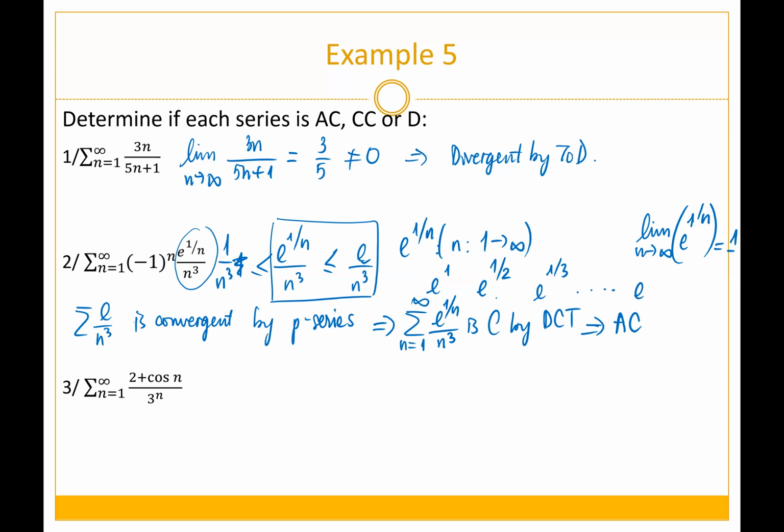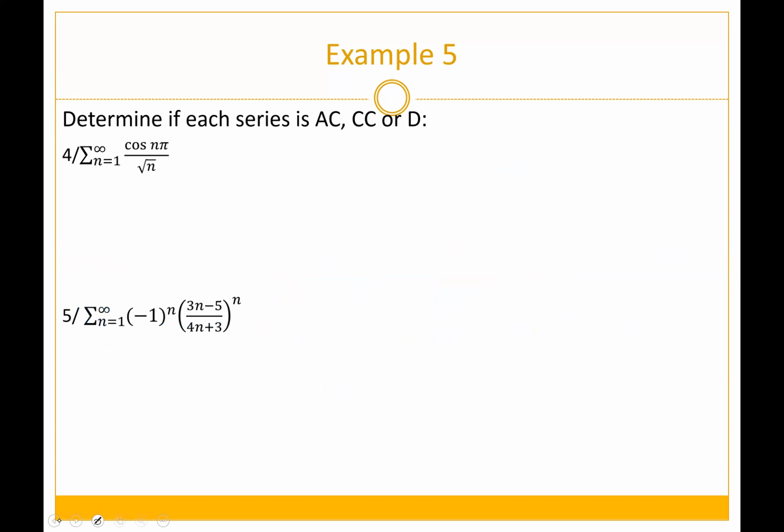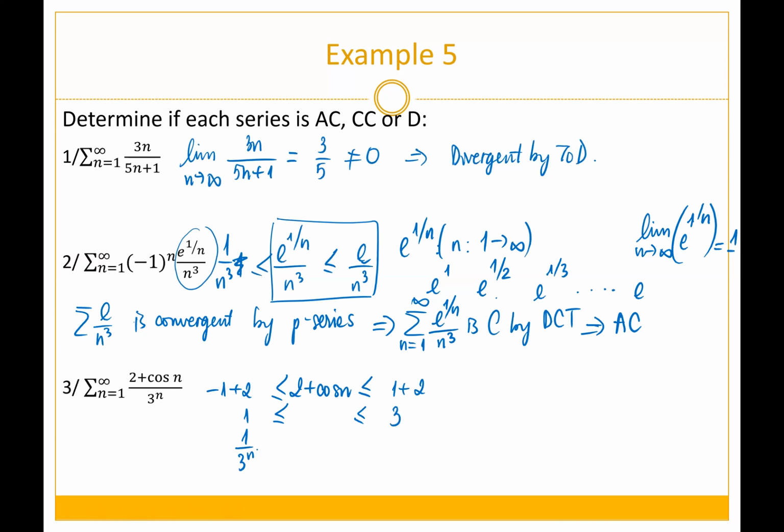Now, number 3, again, we're going to have another comparison test here, or you can do the limit comparison test if you want. With a trig function, you know it's always squeezed between -1 plus 2 and 1 plus 2. So all we have is simply between 1 and 3. Either 1 over 3 to the n or 3 over 3 to the n, both of them are convergent by geometric series. So you know that it's convergent, so you're going to pick this side if you want to use the direct comparison test.